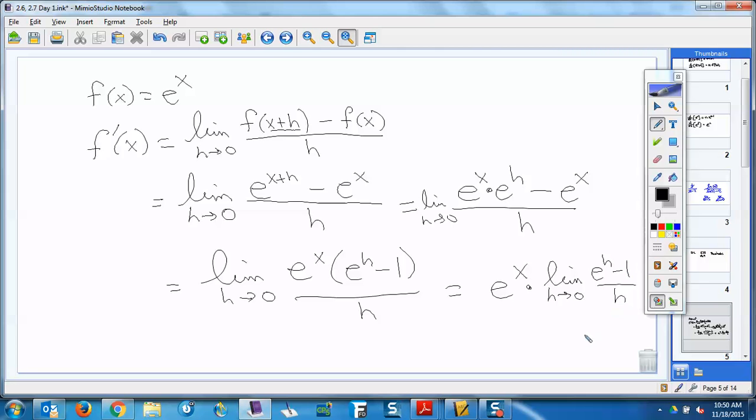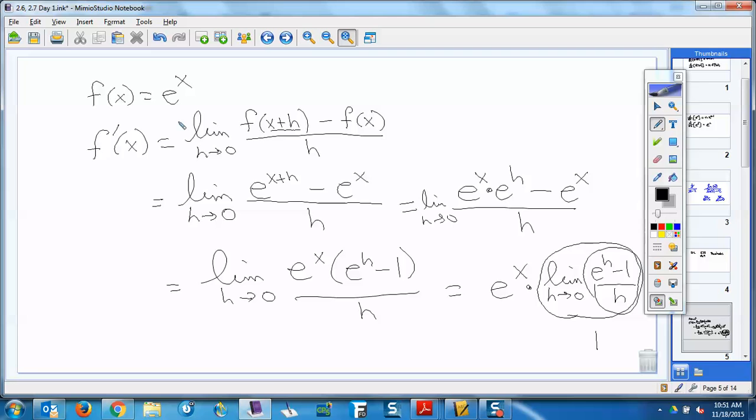What is that doing, right? Well, this we can type into our calculators. Remember how we were doing the calculator table thing? We can type that in our calculator, look at a calculator table, and notice that as h goes to 0, this part is going towards 1. And so we end up with e to the x times 1, which is just e to the x. So that proves formally that the derivative of e to the x is e to the x, because we actually use the definition of the derivative to show it.